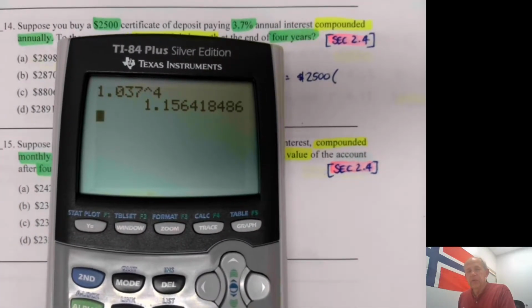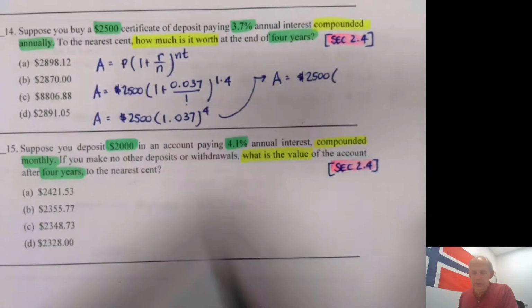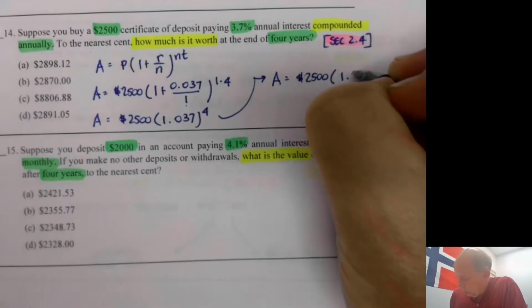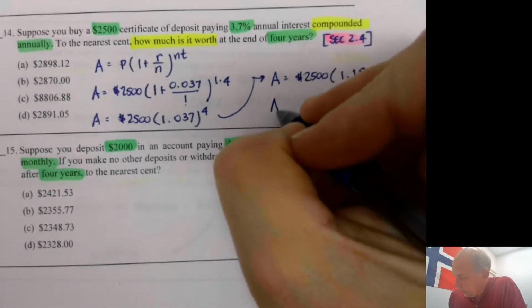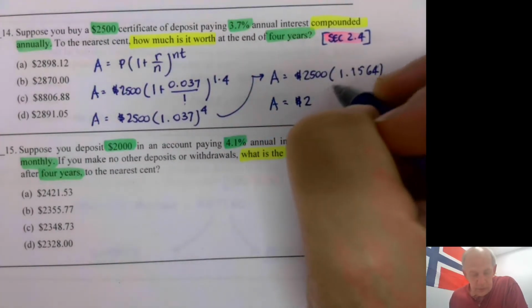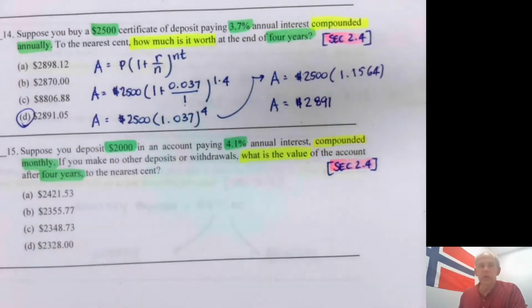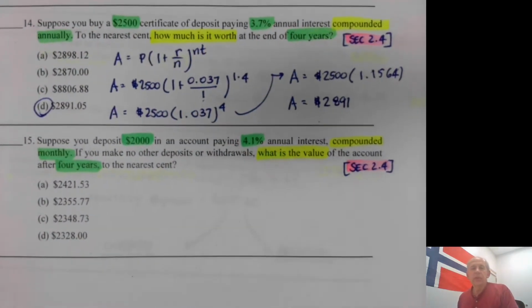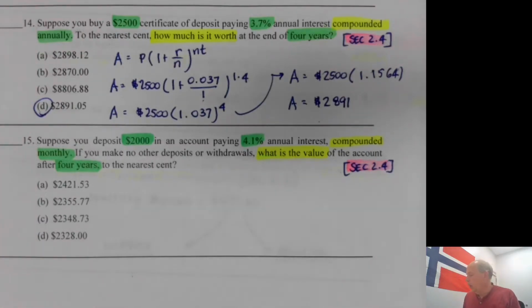Remember, with a cell phone, you probably have an X to the Y key. You're going to come up with this number at 1.1564. So the future amount I'm going to turn my $2,500 into is $2,891. I'm going to choose my closest answer. With my rounding, I was off by a nickel. That's fine. Always go for your closest value.